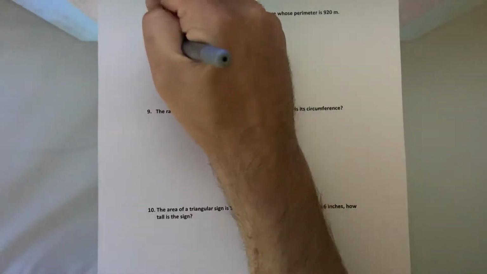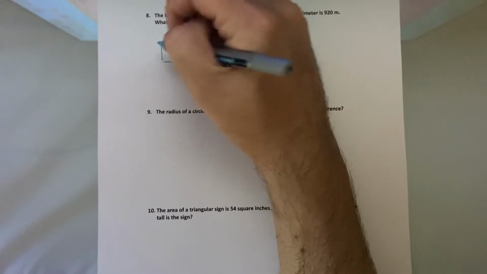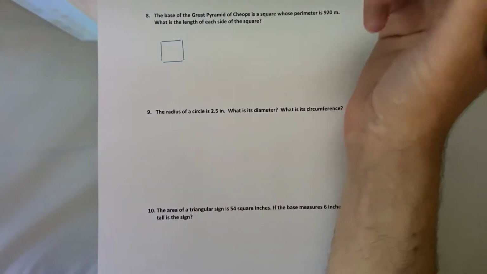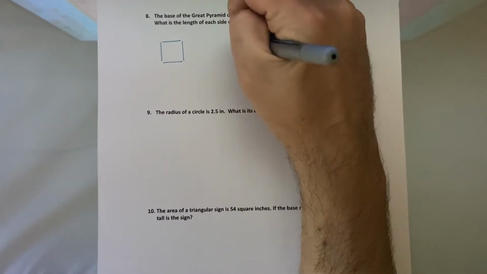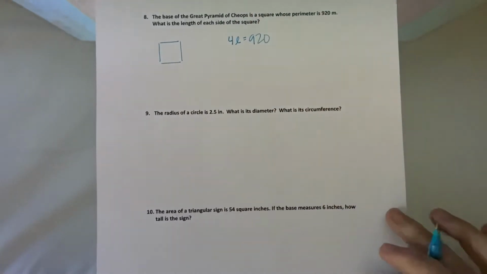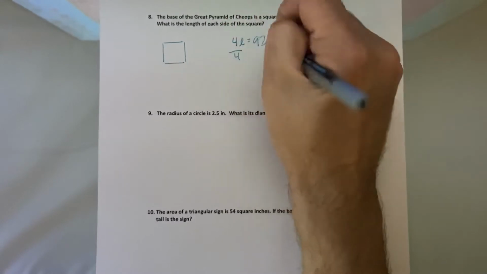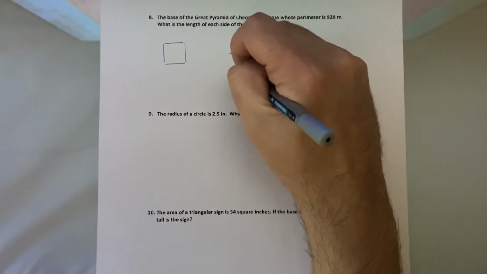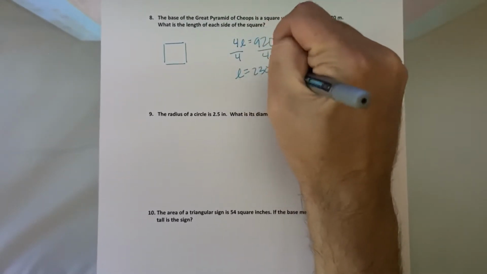So a square, all the sides are the same length, so the perimeter is adding all four sides together, but they're all the same, so it's really 4 times the length of a side, which is 920. Just divide by 4. So the length of each side is 230 meters.